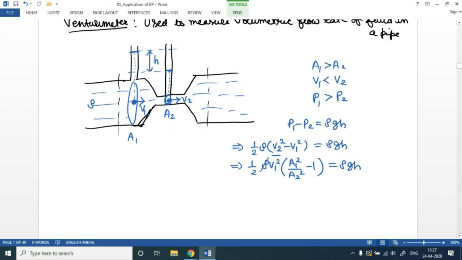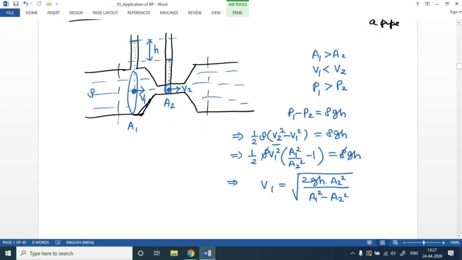So this rho will definitely get cancelled, and when you rearrange, V1 you will get as root under 2gh into A2 square, and in the denominator you will have A1 square minus A2 square. So flow velocity we are able to calculate, but we are interested in finding the volumetric flow rate here, which is dV by dt, and you can also term it as Q.